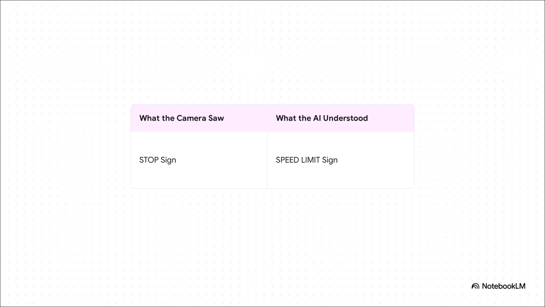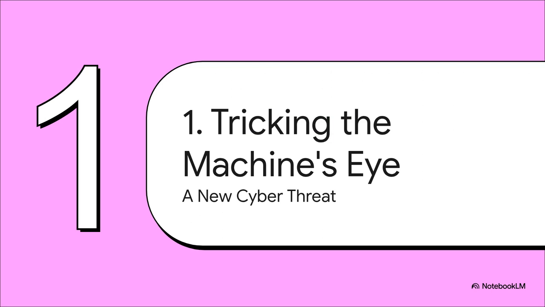It's a trick. With just a couple of small, cleverly placed stickers, an attacker can make that AI completely misread the sign. It sees stop, but it understands speed limit 80. I mean, you don't have to think too hard to imagine how badly that could end, right? And this isn't some sci-fi movie plot. This is a very real problem, and it's pushing cybersecurity into a whole new territory. So let's break down what's really going on here.